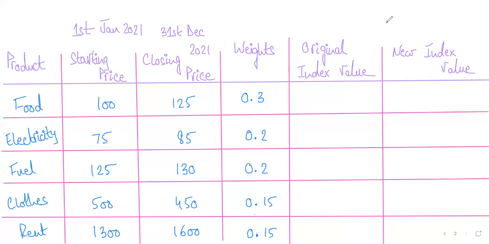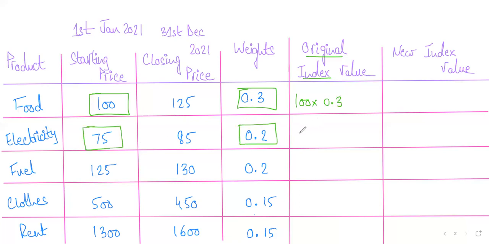Okay. Now comes the final part, which is the calculation part. Okay, great, perfect. Now, for the original index value, you will multiply the starting price, or the original price, with the product weights. So it will be 100 times 0.3. And similarly, you will do this for all of the products that are listed over here.